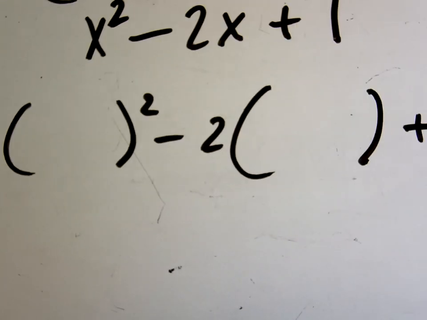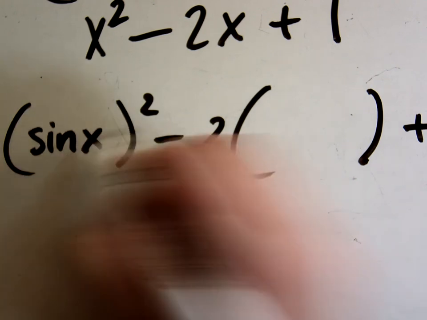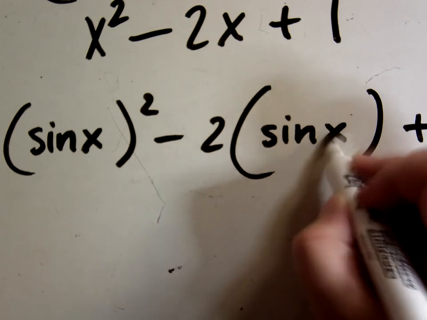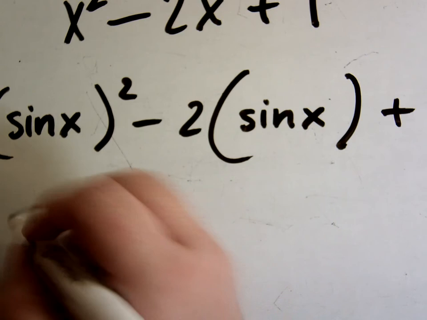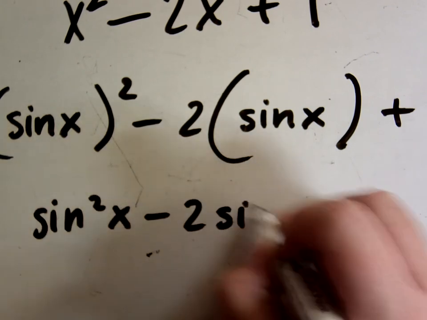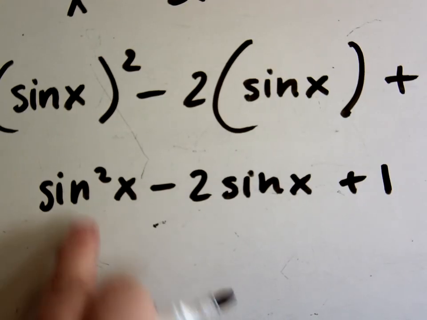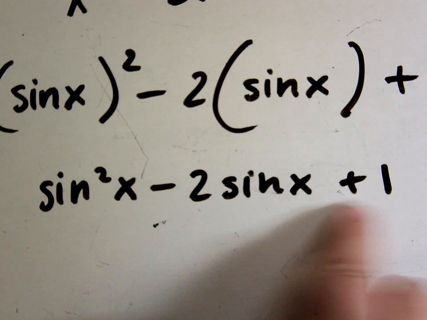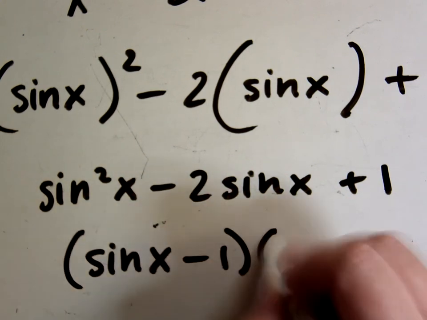What if I put sine of x in there? And that's again plus 1. So then it's just sine squared of x minus 2 sine of x plus 1. And that's my x squared minus 2x plus 1, and factors as sine of x minus 1 times sine of x minus 1.